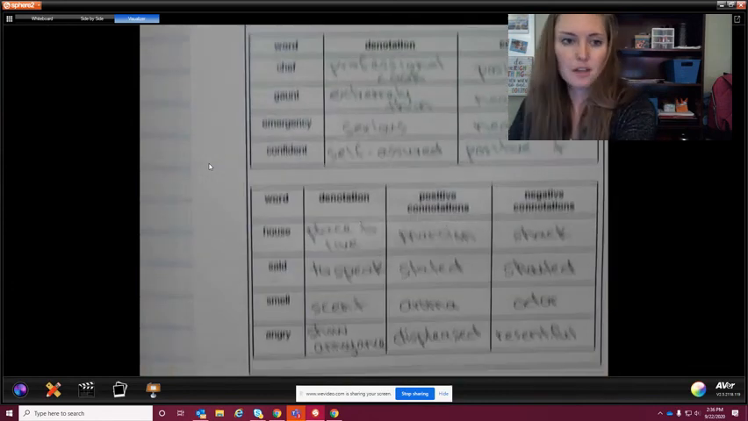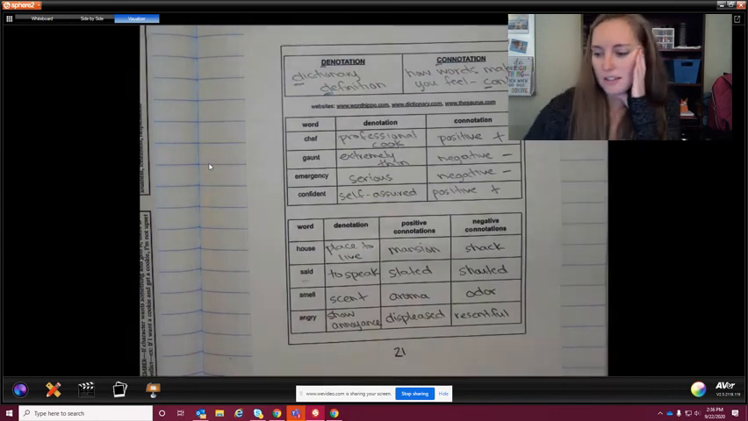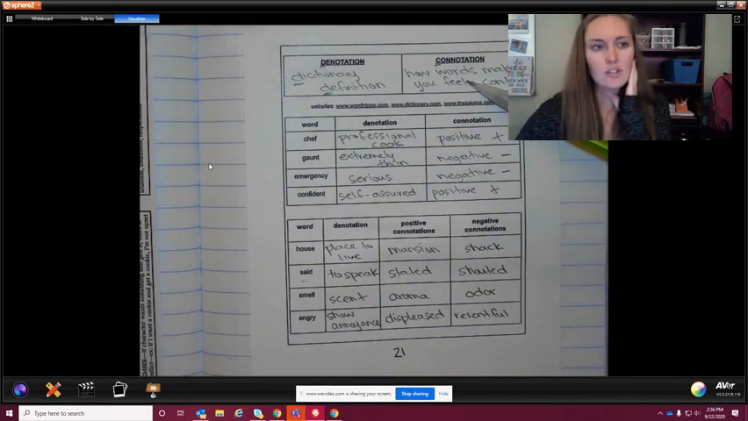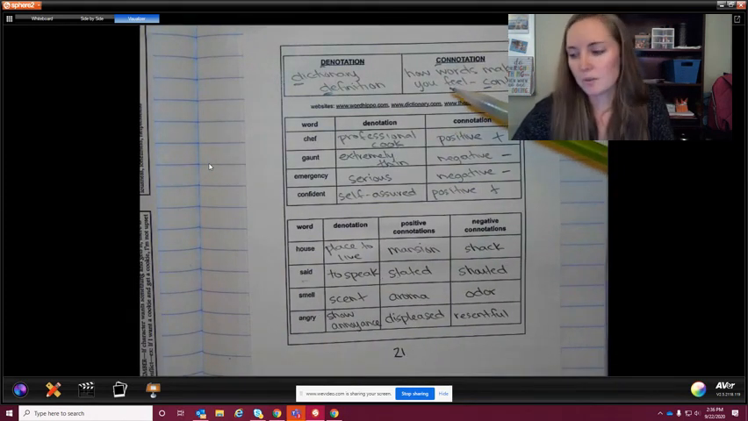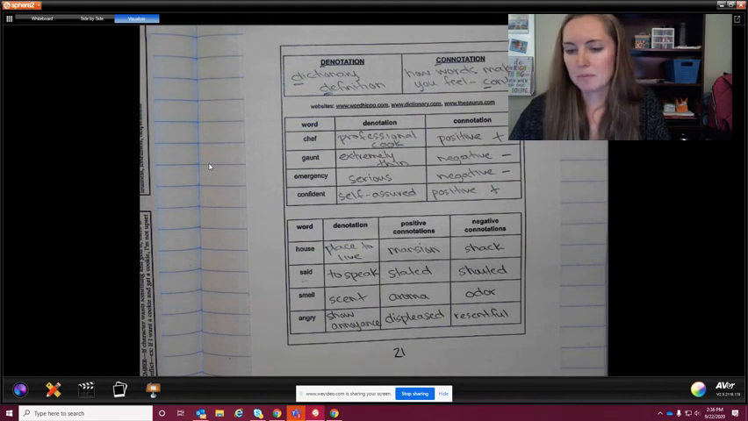So going from this, I really just want you to understand the difference between denotation and connotation, because we're going to do a lot with connotation. So I want you to really focus on how does a word make you feel and what was happening in the text to allow that word to make you feel that certain way.